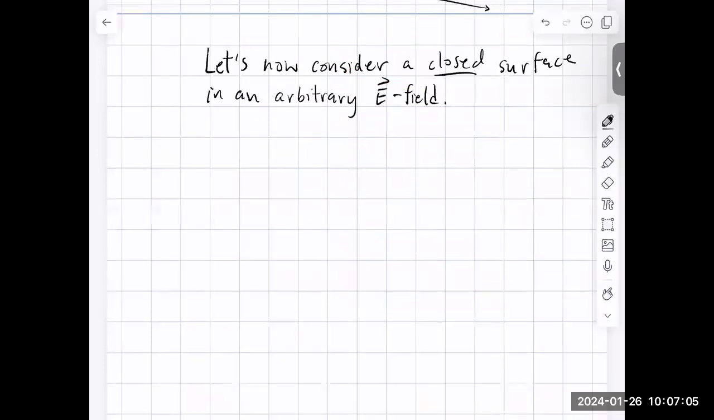So when we talk about these closed surfaces, we're going to make a distinction between electric fields that are going to be entering the closed surface and those that will be exiting the closed surface.